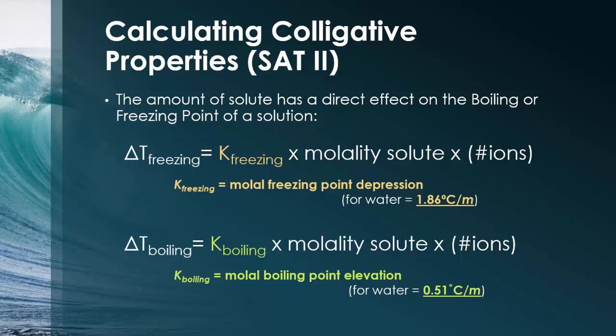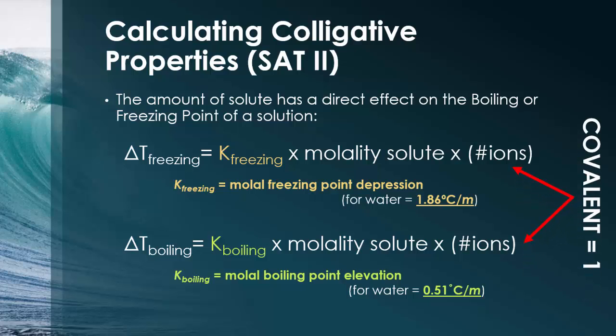So where it says freezing, just substitute the words boiling, and then the constant for boiling is going to be a little bit lower. It's going to be 0.51 degrees Celsius per molal. And you're noticing with this formula, it's kind of simple. You're plugging in that number times the molality of your solute times the number of ions.